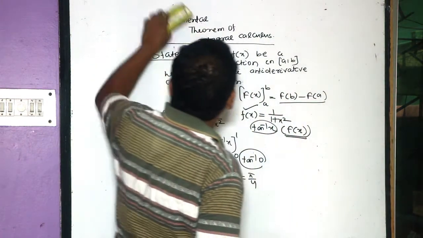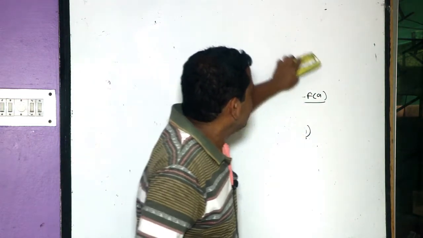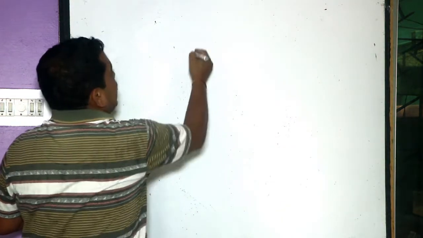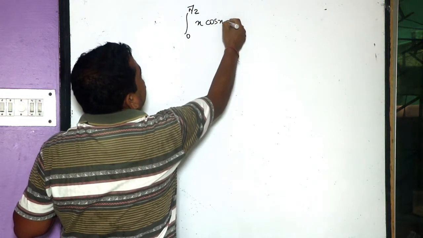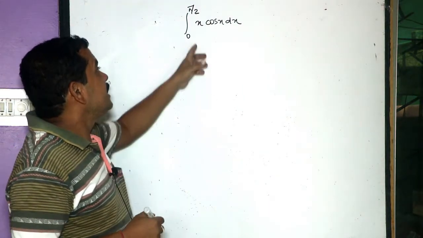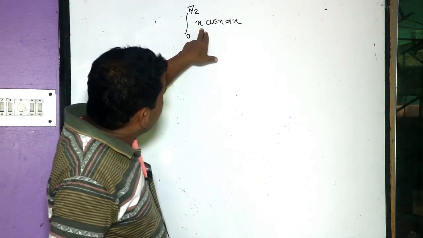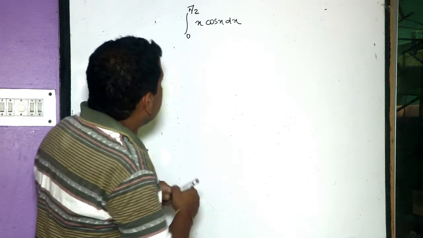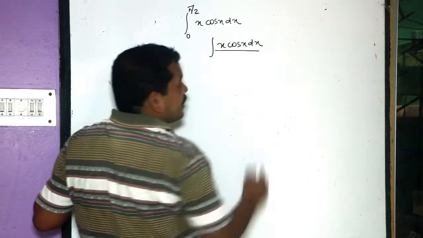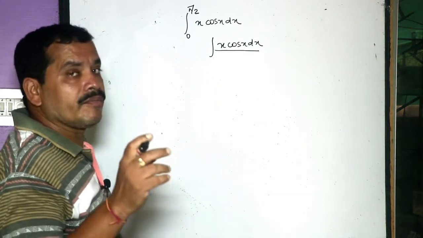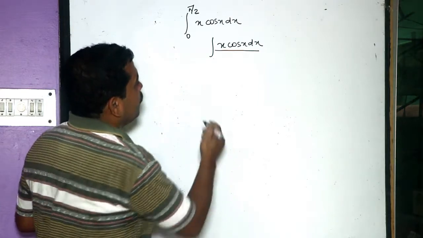For example, suppose the integration is 0 to pi by 2 x cos x dx. We have to evaluate this integration. If the integration is x cos x dx, then we evaluate it using integration by parts. First we evaluate it by the indefinite integration method.